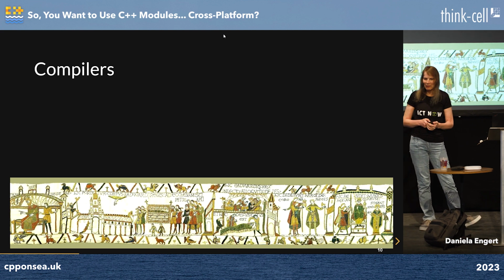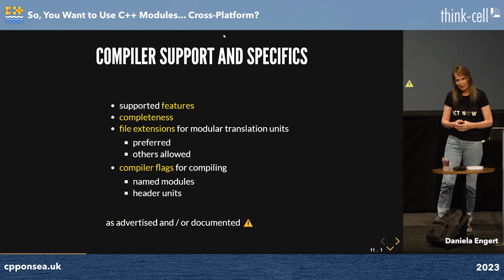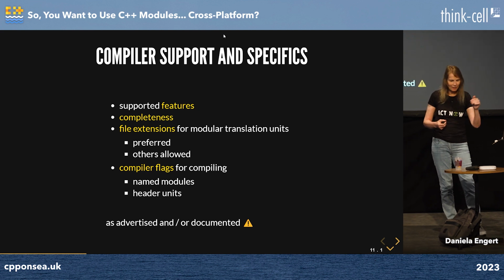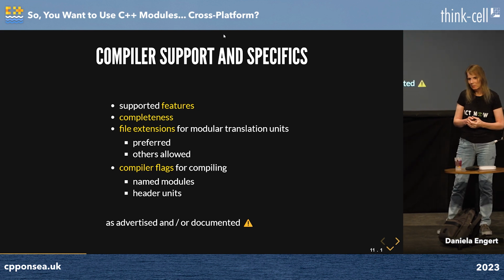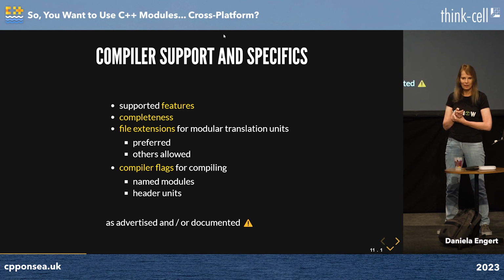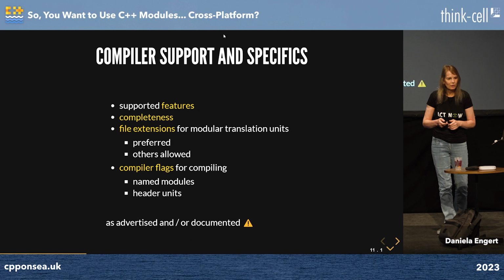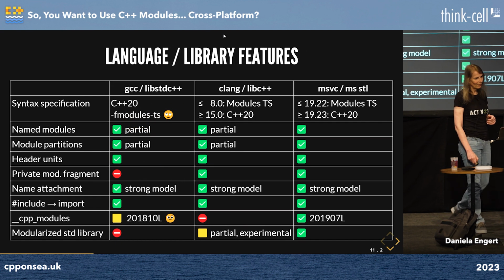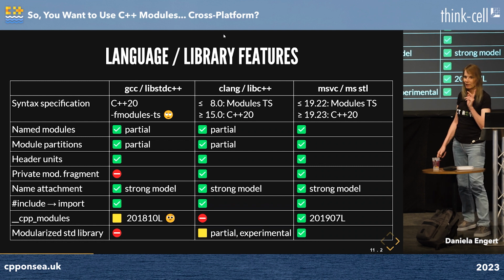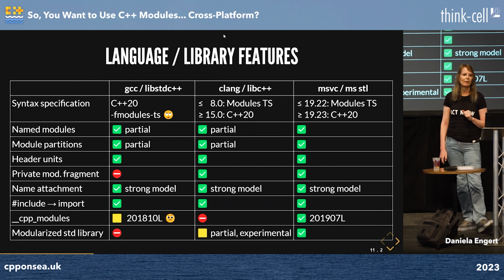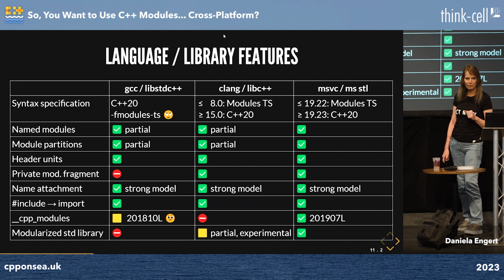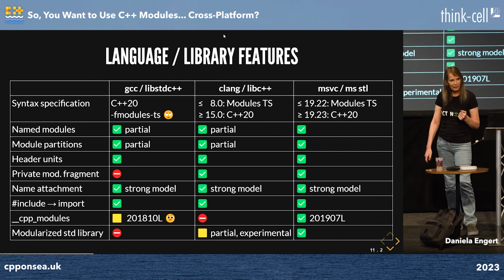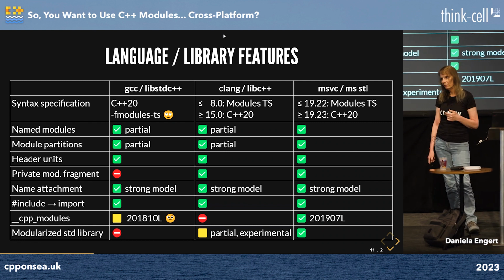Let's talk about compilers. The next slides will show you what the implementers of compilers say about their module implementation, how we document it, and what the compilers themselves advertise to your programs. Currently, as far as I know, there are 3 compilers that actually implement C++20 modules. This is GCC and the libstdc++ standard library that comes with it. It's Clang and it's also MSVC.